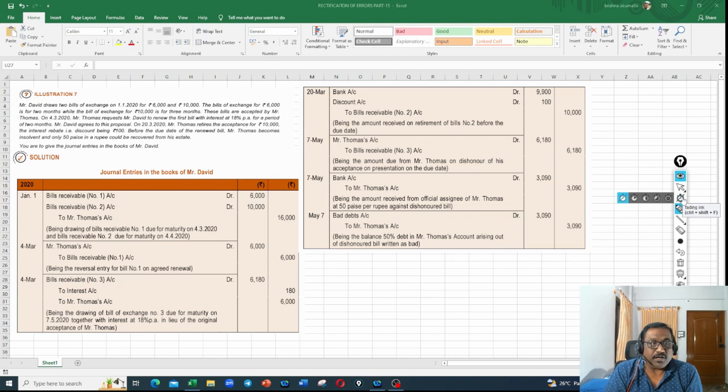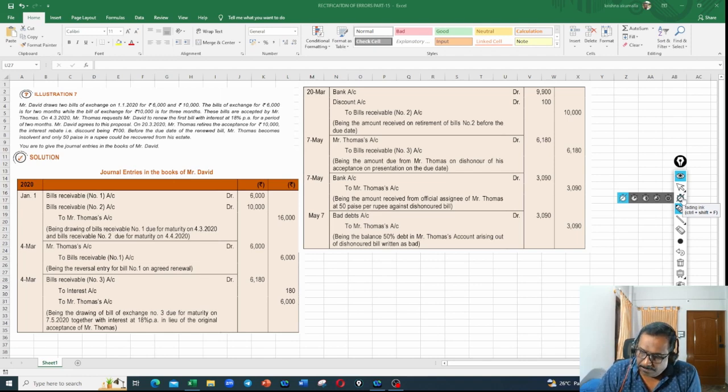Before the due date of the renewed bill, Mr. Thomas becomes insolvent, and only 50 paisa in the rupee can be recovered from his estate. So only 50 paisa per rupee we were able to recover. We are asked to give journal entries in the books of Mr. David. There are two parties here, David and Thomas. David is the one who drew the bill, so David is the drawer. Thomas accepted the bills, so Thomas is the drawee.